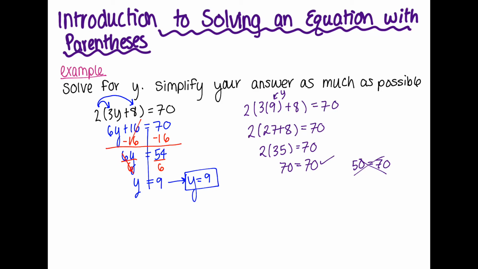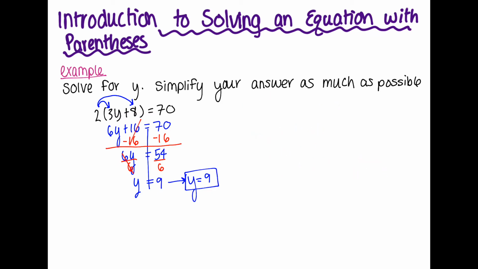So now let's try doing that using my second method I was talking about. Erase all this over here. So I'm going to start with the same problem, 2 times 3y plus 8 equals 70. Now, because this 2 is on the outside here and there's nothing else, if you had something like 2 times 3y plus 8 minus 7 equals 70, you wouldn't be able to use this trick because of this guy out here.